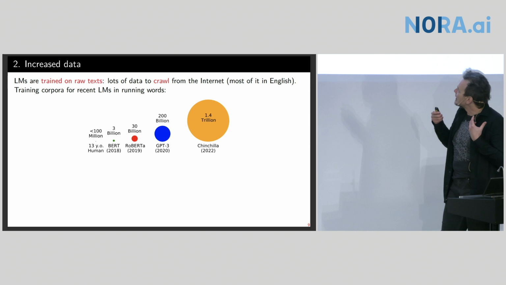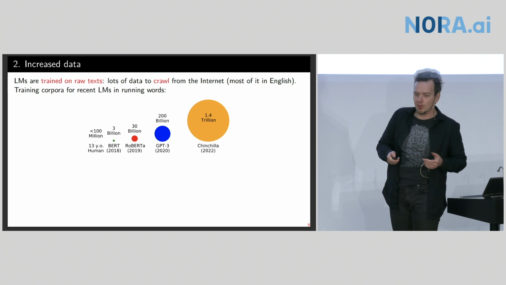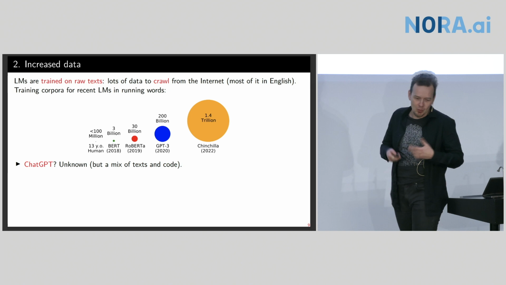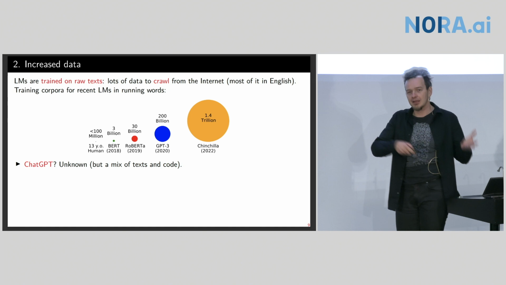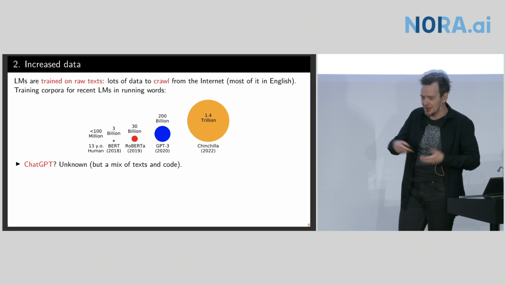But we're not talking about comparison with humans now, we're talking about the increased amounts of textual data that contemporary language models are trained on. And yeah, of course, a natural question is on what amount of data ChatGPT was trained on, and the answer is we don't know. But we do know that it was trained on a mix of human-generated texts and programming code, which essentially is what allows it to fix your broken functions and classes.